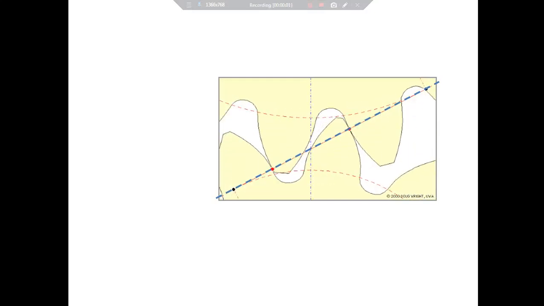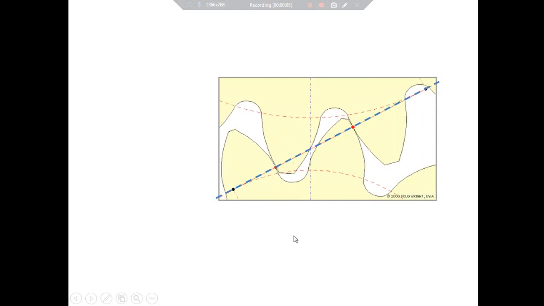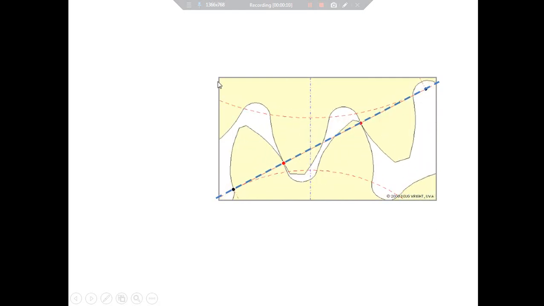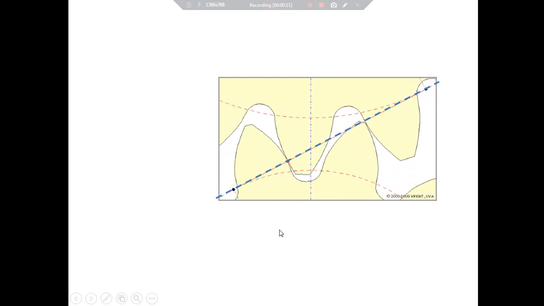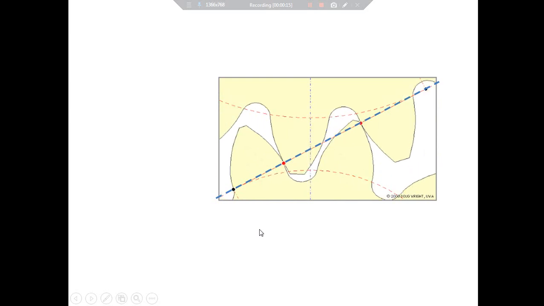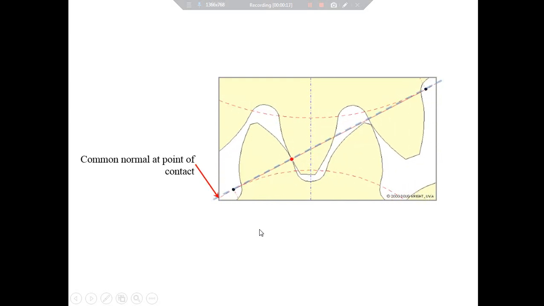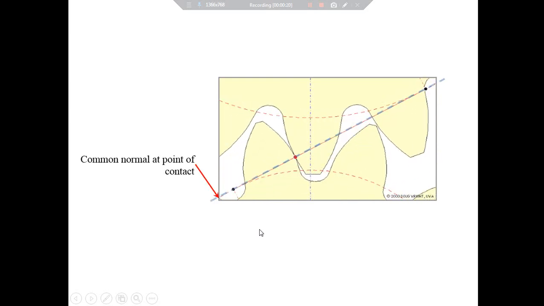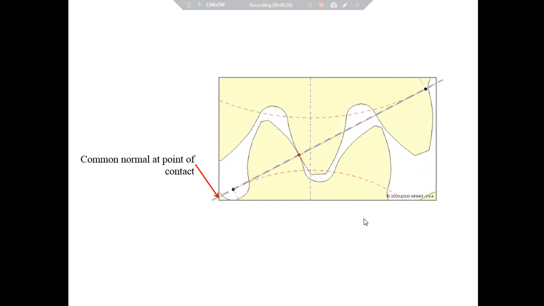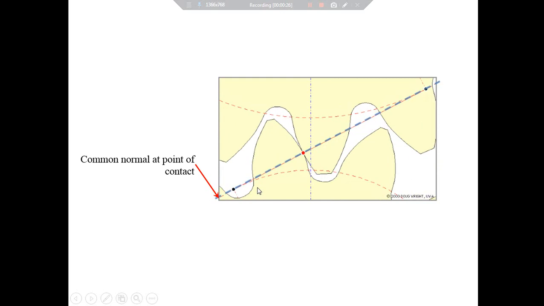For defining remaining terms in gear terminology, we will be using this animation. In this animation, two gears in mesh are shown. What you see here is a common normal at the point of contact between the two gear teeth. And if you look at the point of contact, you will find it travels all along the common normal.